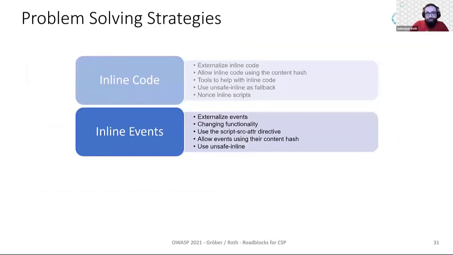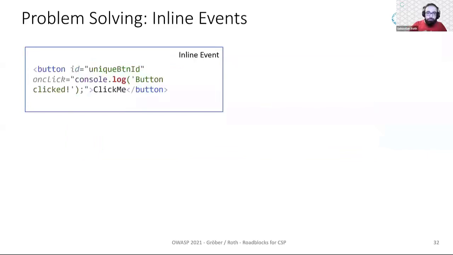A similar problem is the presence of inline events. However, here nonces are not an option, which is why most of the participants externalized the events and added them programmatically. Still, some of our participants used rather new features like unsafe hashes or the script source attribute directive to allow inline events. But let's take a look at the most common solutions here.